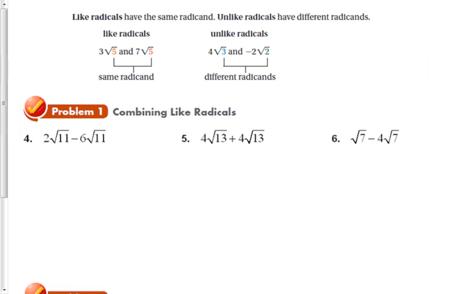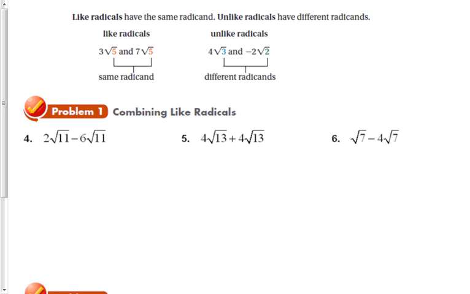All right, to simplify radicals, we have to know when we have like radicals and when they're unlike radicals. If they're unlike radicals, we can't simplify them. If they're like radicals, we can. They need to have the same radicand. So in this first problem, they all are like radicals because they have the same radicand. And in that case, we can use the distributive property.